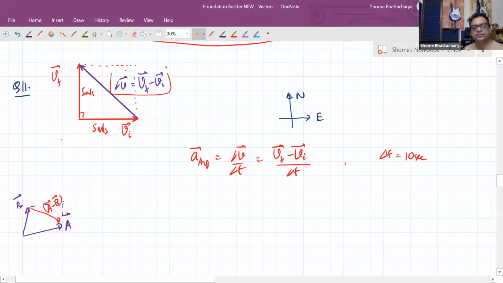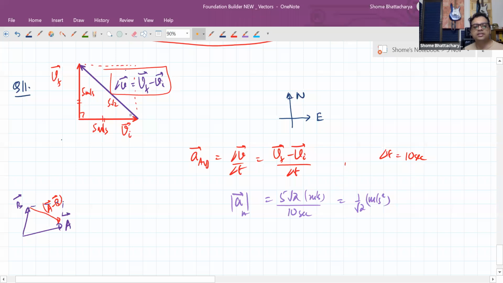So it's like this. So now in this triangle, you can see these two are equal and this is 90. So this resultant will be how much? It will be 5 root 2. So we can see that this is 5 root 2 meters per second divided by 10 seconds. So that is 1 by root 2 meters per second square. Okay. This is the magnitude of the average acceleration.